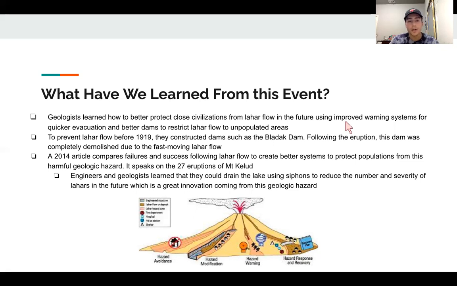But in 2014, an article compares the successes and failures that geologists and scientists have had with lahar flow to better protect populations. And it speaks about the 27 eruptions of Mount Kelud, since it has a crater at the top of it. So engineers and geologists learned that they could actually drain the lake using siphons to reduce the number and severity of lahars. Because if you reduce the contents of the lake, obviously the lahar is going to be much less. So this is how they're managing to have way better outcomes after this 1919 event.